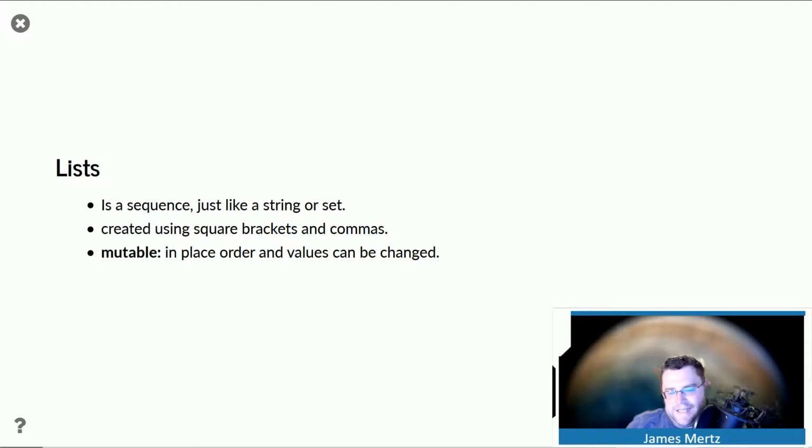So what exactly is a list? Well, a list is a sequence. It's just like a string or a tuple, but it's created using square brackets and commas instead of parentheses and commas. And lists are mutable. That means that place order and values can be changed on the fly, without having to reassign the variable that's in there. So let's take a step back and explain what that means.